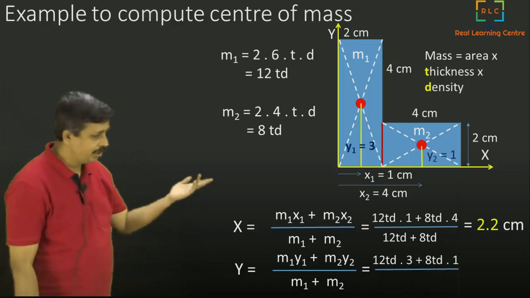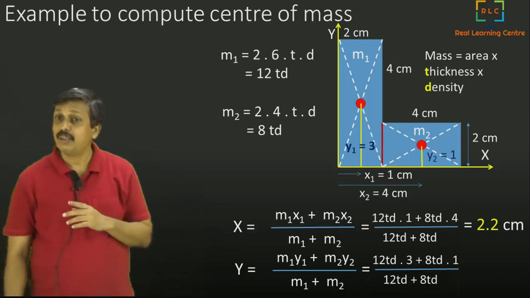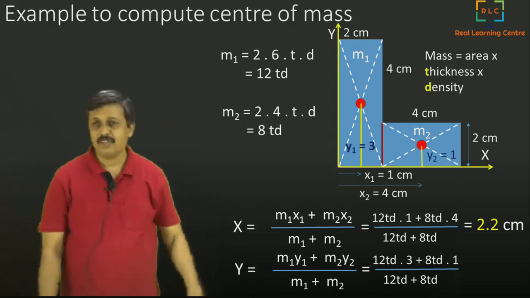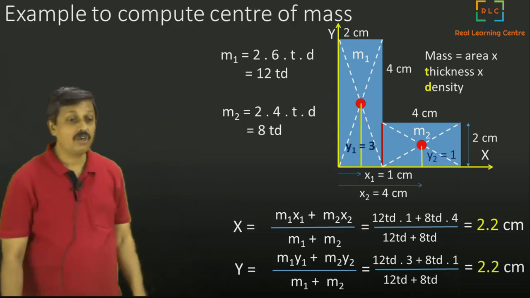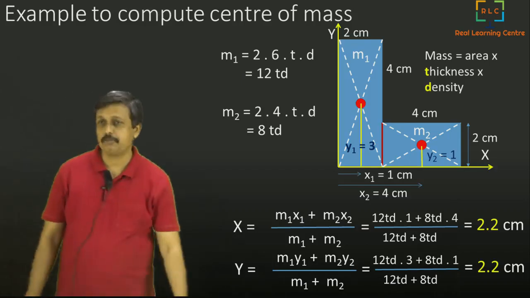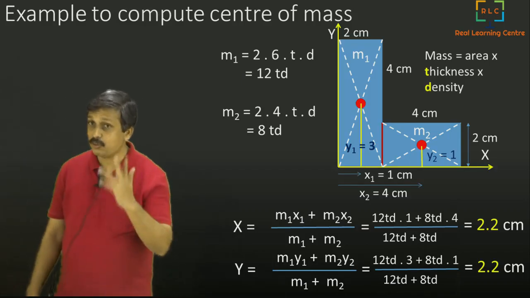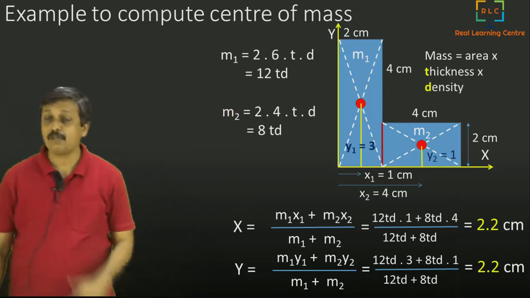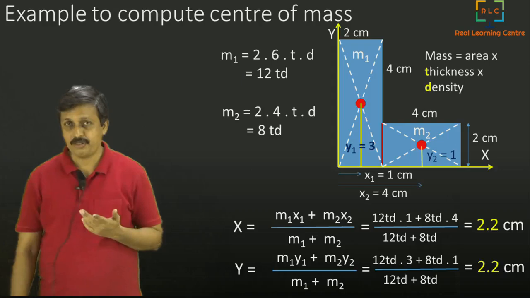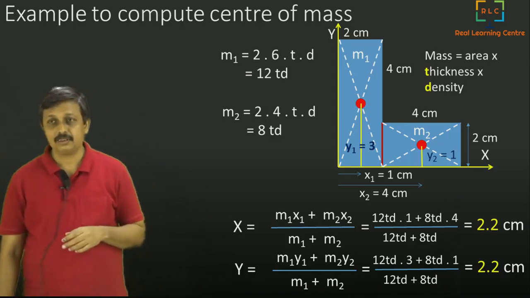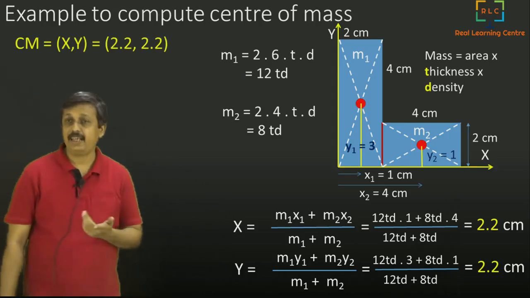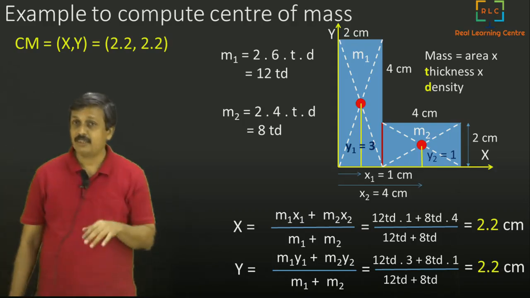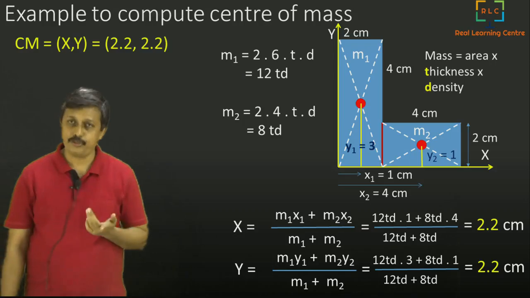We substitute it and we calculate the value of capital Y, which is nothing but the y coordinate of the center. So we got it also as 2.2 centimeters. And naturally so, you can see that this is symmetrical on the x side and y side, and it cannot be very different. Both sides are 2.2 centimeters. So now we can say that the center of mass is nothing but (x, y), which is (2.2, 2.2).